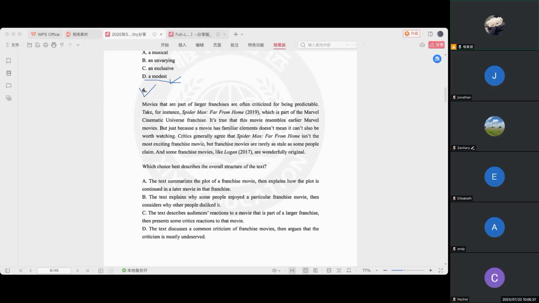For number 6, yeah, for number 6, it's asking which one best describes the overall structure of the text, and I think here you could use the exclusion method because in the beginning it mentions movies that are part of a larger franchise are often criticized.